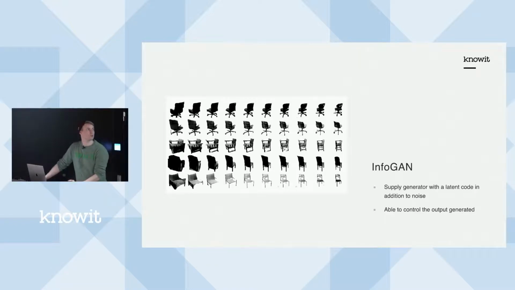In this example, they tried to generate chairs, and the latent code they used was the width of the chair. So it's going from left to right, from wide to narrow. You can see all images still look like chairs, but they're getting smaller and smaller.